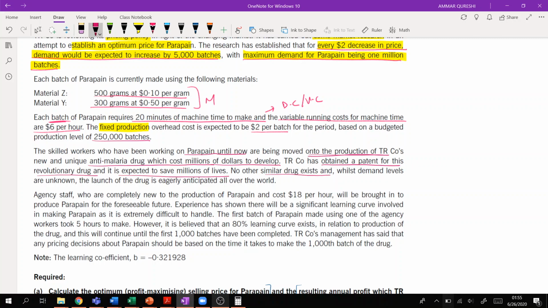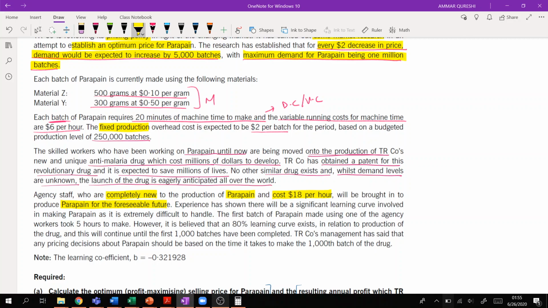No other similar drug exists, and whilst demand levels are unknown, the launch of the drug is eagerly anticipated all over the world. Like what we are anticipating with the COVID-19 vaccine, we are expecting it. Agency staff who are completely new to the production of paraffin and cost $18 per hour will be brought into the production of paraffin for the foreseeable future.